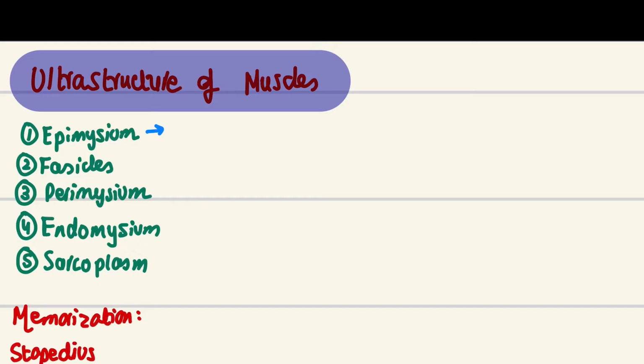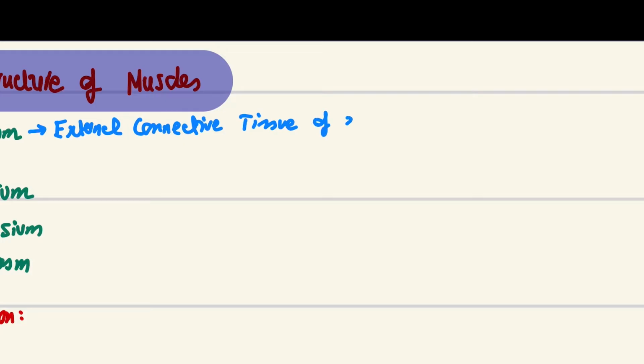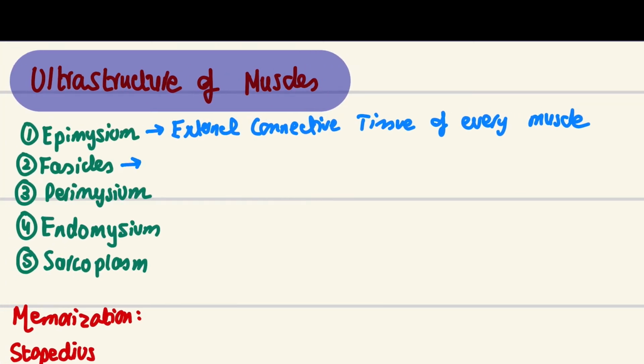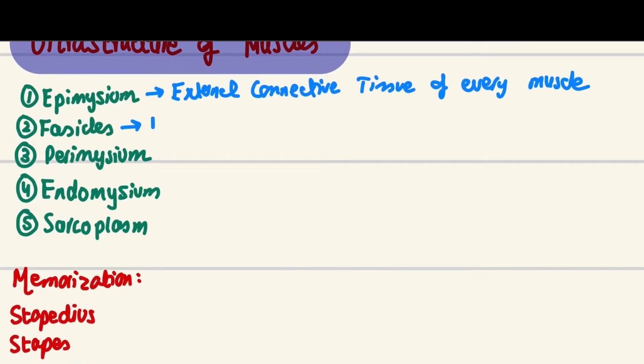Alright, so the epimysium is essentially this external connective tissue of every muscle in your body. Alright, of every muscle. There are a few exceptions, but you do not need to know them till you are in medical school. Alright, what is a fascicle? Fascicles are basically that muscles are divided into these discrete bundles of muscle cells. Just a second, we'll look at it. I've added a diagram as well.